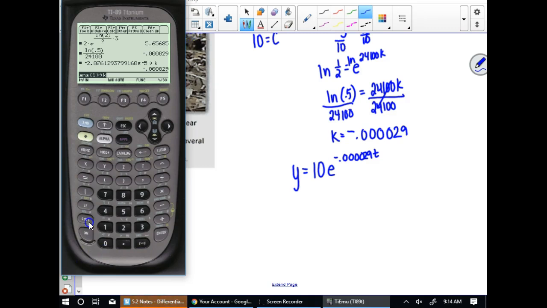The button right above the on button is the store button, so you just hit that button and then whatever letter you want to store it as. And so now I've got my equation that can give me the amount of radioactive material left at any time. What did the question ask us for? For when there's 1 gram. What do I plug the 1 in for? The y. Alright, so we're going to plug in 1 for our y.